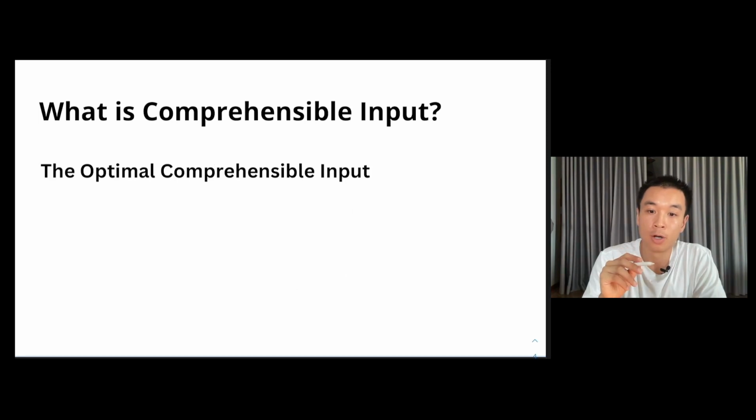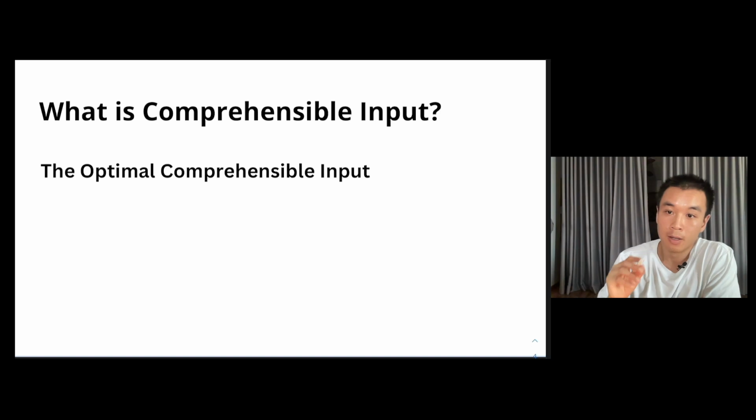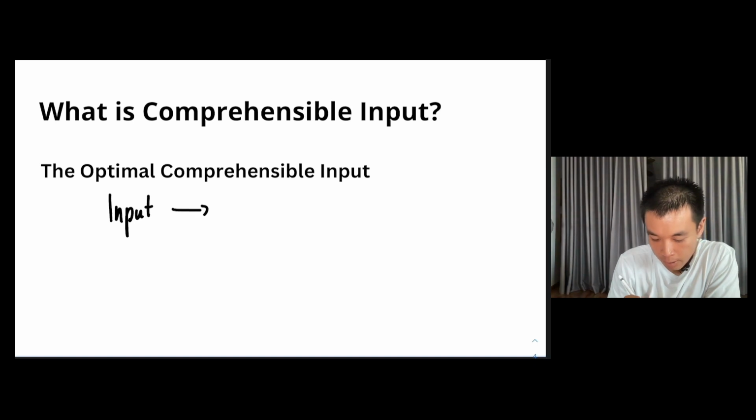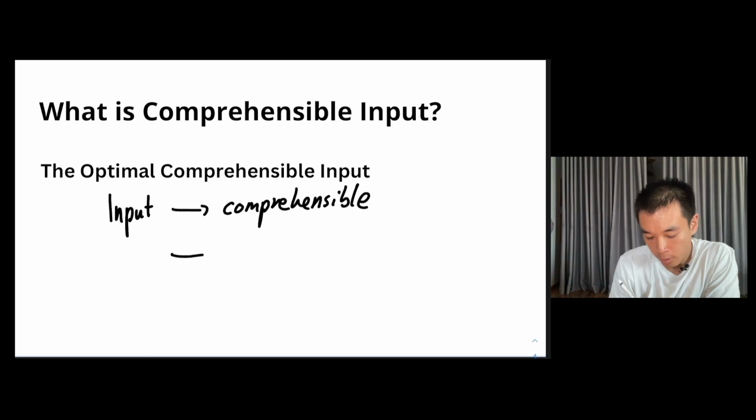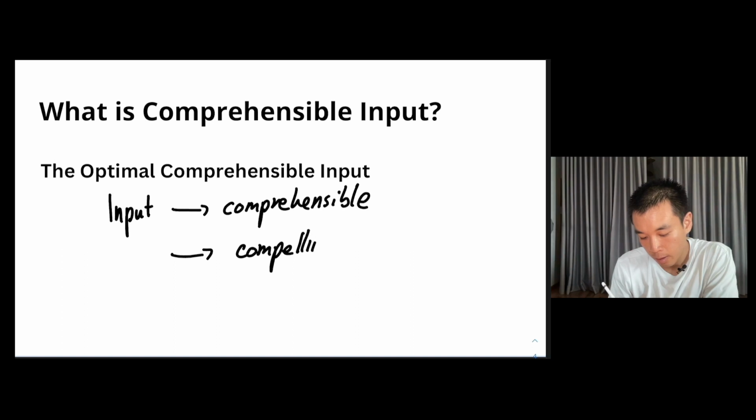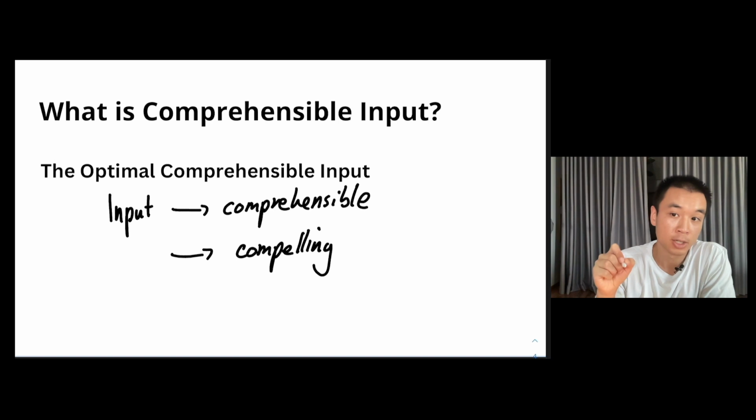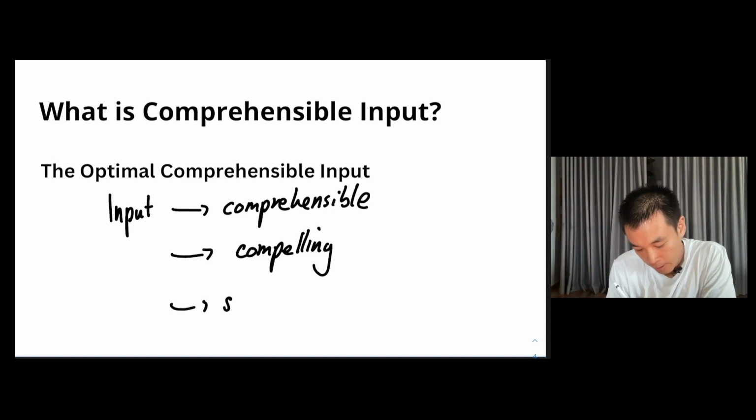So now that we know what it means for input to be comprehensible, let's talk about the optimal type of comprehensible input. Input needs to be comprehensible. We've talked about that already. But it also needs to be compelling. By compelling, it should be interesting and engaging to the consumer. And it needs to be slightly difficult.